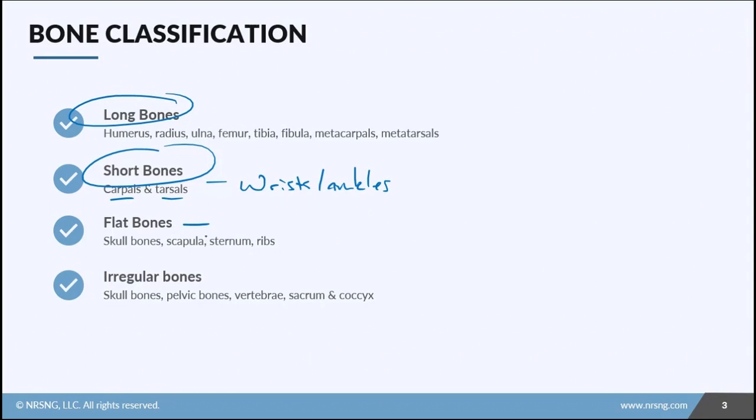And then you have flat bones. Flat bones are pretty much flat, so they're certain bones of the skull. You also have flat bones of the scapula, the sternum, and the ribs.